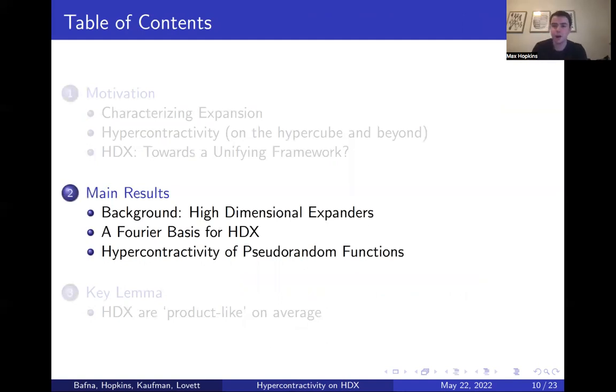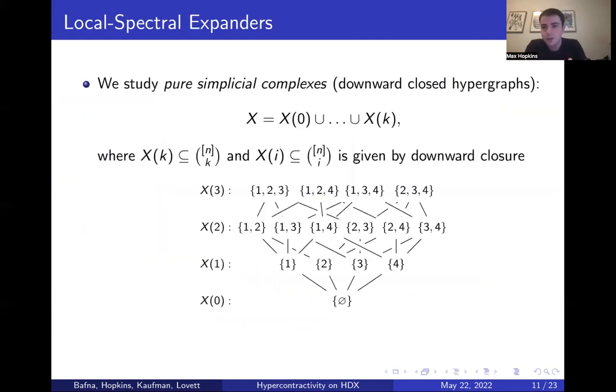Okay, so let's go ahead and move on to some details. First of all, I should tell you what a high-dimensional expander actually is. So let me first say the underlying objects that we consider are these pure simplicial complexes. These are basically just downward closed hypergraphs. So these are collections of sets of size 0, 1, 2, 3 up through k, where Xk is a k-uniform hypergraph. This is just a family of k-sets of 1 through n, and Xi is given by downward closure. So this is all of the i-sets that are contained in some k-set in Xk.